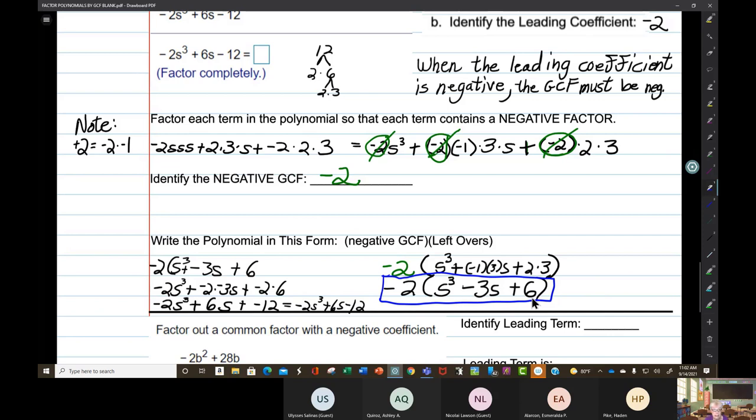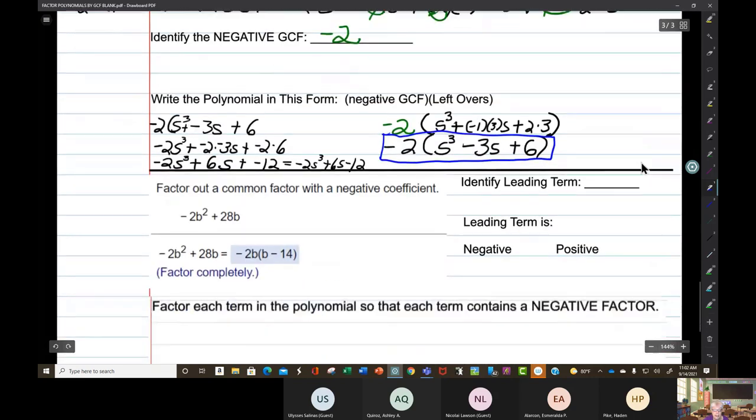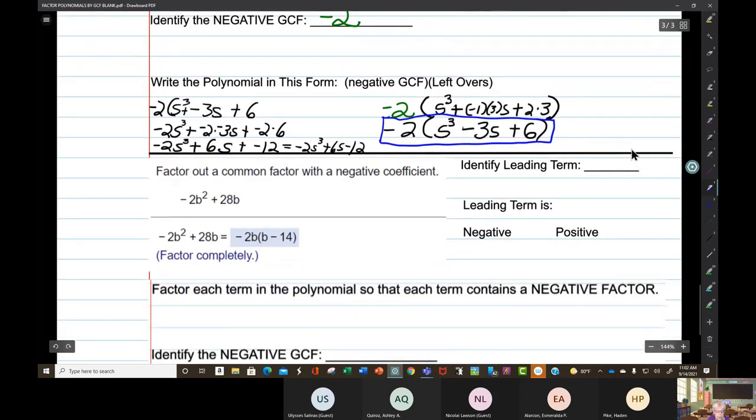Now I admit this is hard and it takes practice, but you've got to do it. So we're going to move on and I'll show you again with a shorter problem. Should have started with that, didn't think of it. Okay, what is our leading term? Negative 2b squared. The leading term, I should have said coefficient. The leading coefficient is negative. And now we know what that means.